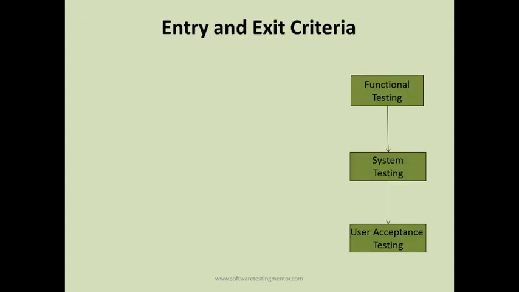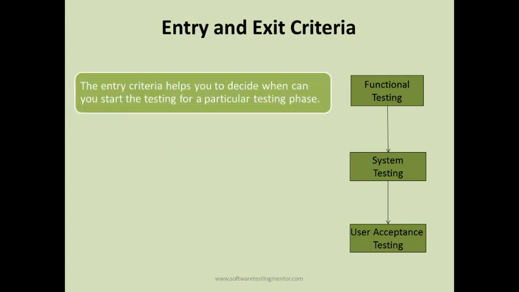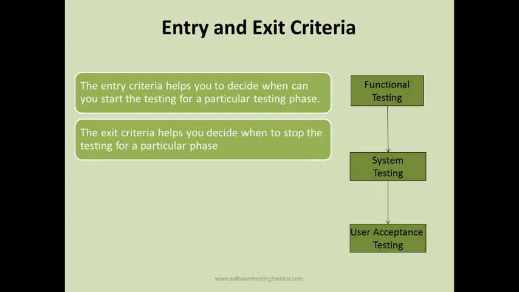So let's see a bit more about entry and exit criteria. The entry criteria helps you to decide when you can start the testing for a product testing phase. For example, if you are in the functional testing phase, the entry criteria will decide when you can start testing for the functional testing phase. Then the exit criteria helps you to decide when to stop the testing for that particular phase. For example, you entered into a functional testing phase, then when can you leave the functional testing phase?